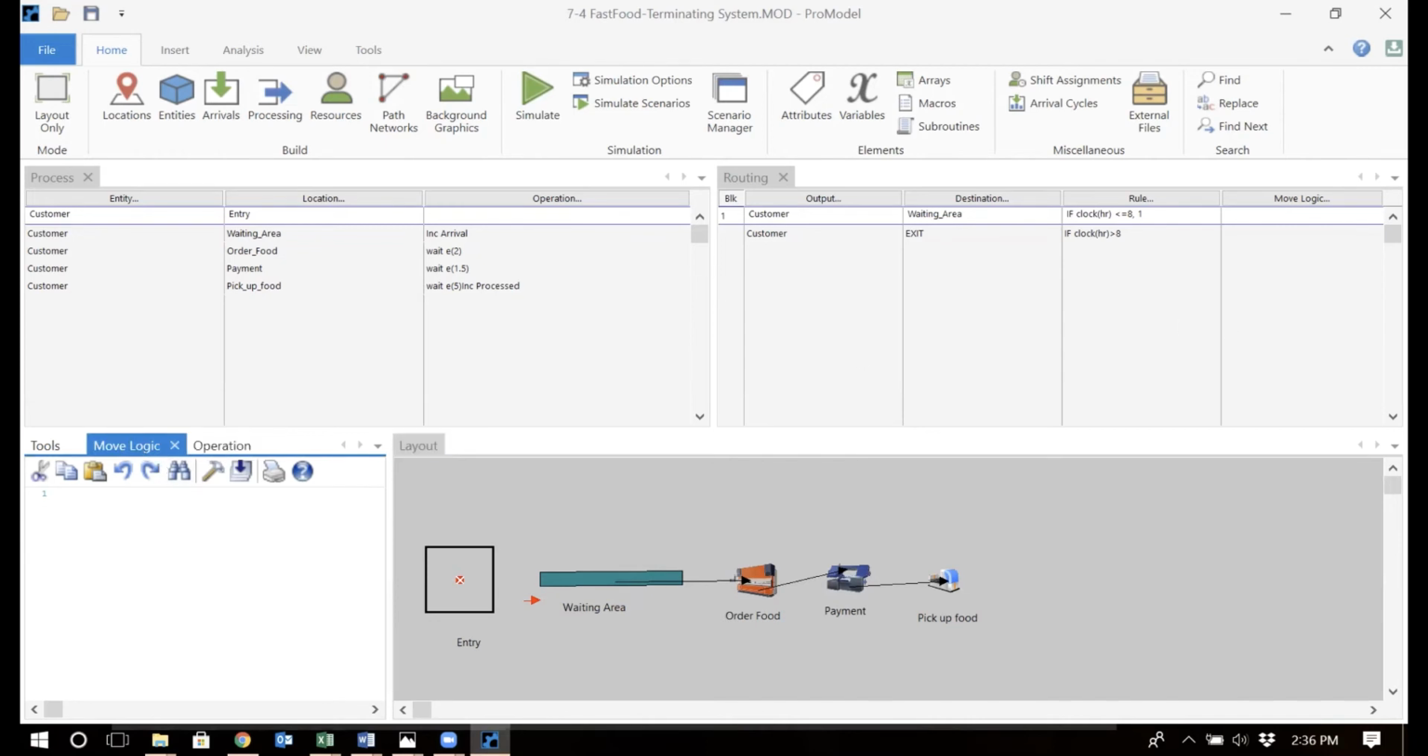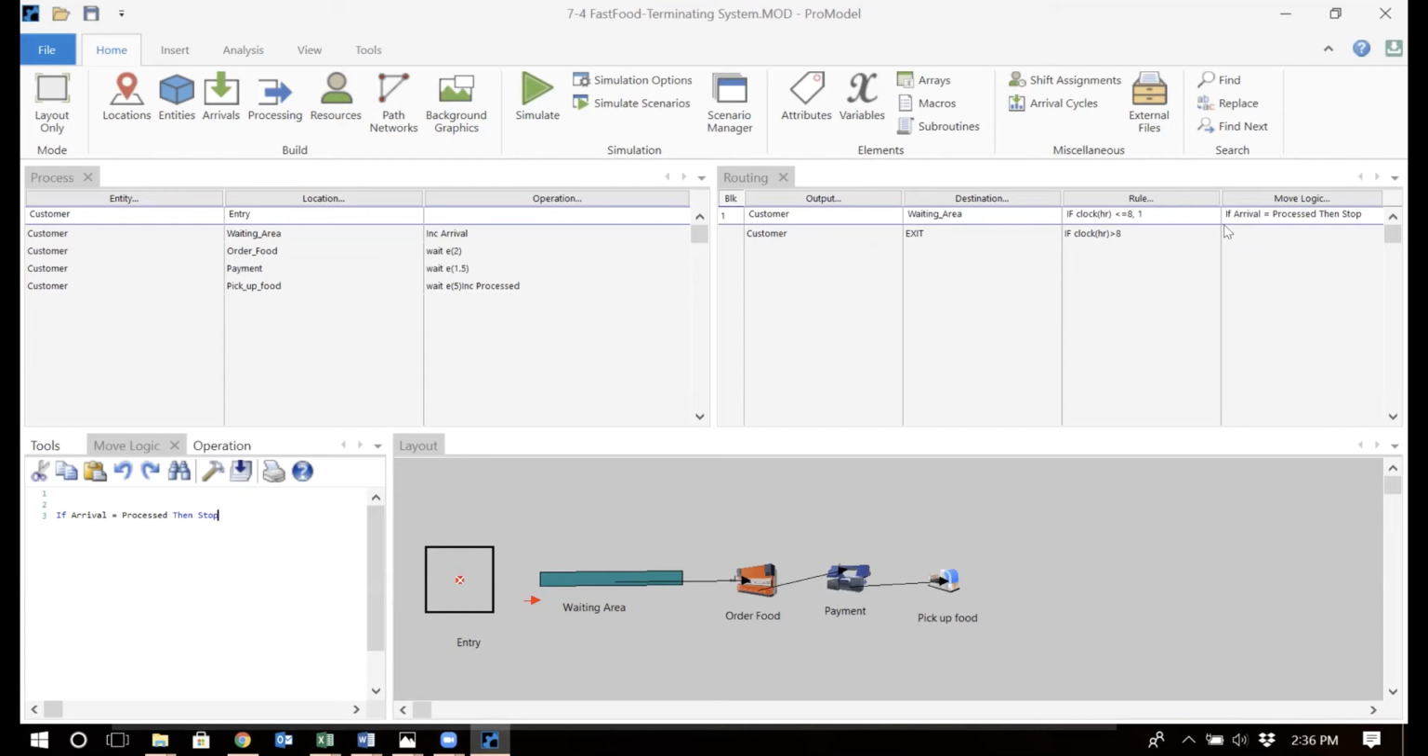Just for the sake of the video, guys, I'm going to repeat this one more time. Here, in the first line at the move logic, I'm going to write if arrival equals processed, then stop. And as you can see, stop is a blue word, a keyword. So when the simulation sees this word, it is going to stop automatically.